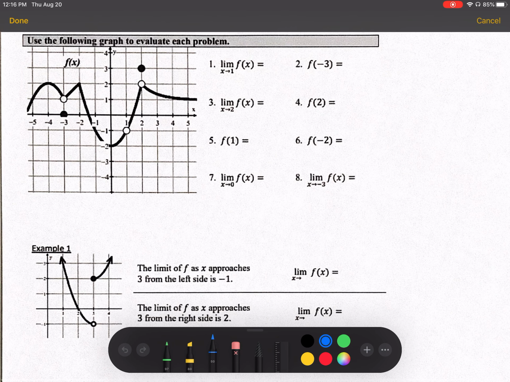So the limit as x approaches 1 of f of x. So we want to go to where we have an x value of 1, and I want to see as I approach from the left side and the right side, what y value am I approaching? And is that the same thing? So it's the same on both sides. I'm approaching -1, so -1 is going to be the answer there.